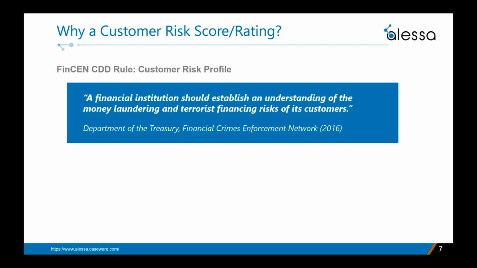Among other things, the CDD rule required that financial institutions should establish an understanding of the money laundering and terrorist financing risks of its customers, which the rule refers to as a customer risk profile, or what we commonly refer to as the customer risk rating or score. Now, this risk rating then points us to the customers who we should be monitoring more closely for possible money laundering activity. And because we simply can't monitor every customer in depth, we have to focus on those who present the higher potential risk.